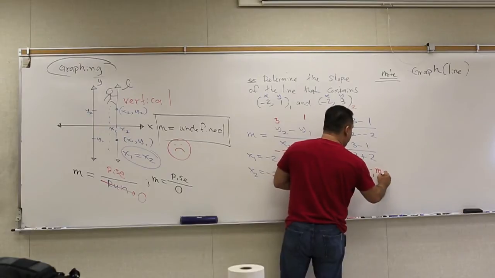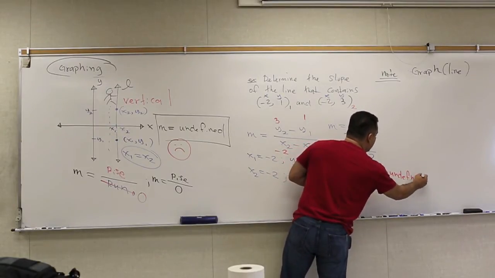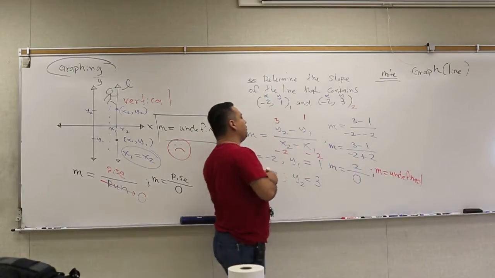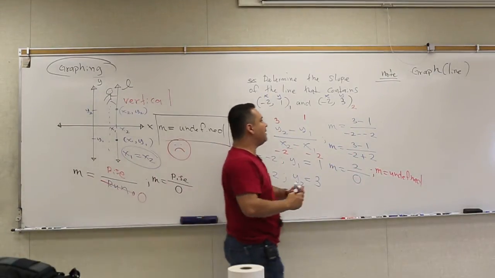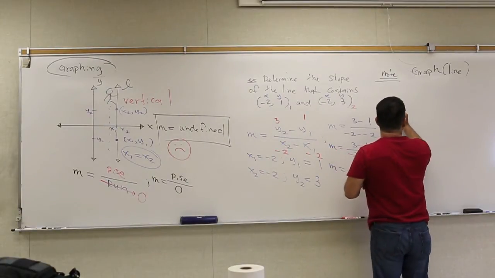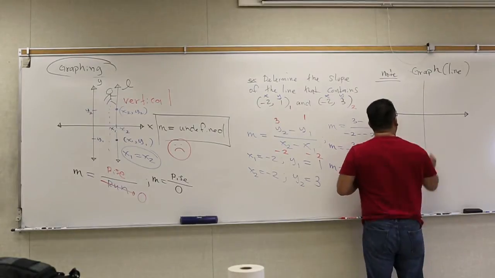This is a slope that's what? Undefined. Automatically, you should conclude that your line is what? Vertical. How do you verify this? We still got some time. How do we verify it? Graph. And let's double check.